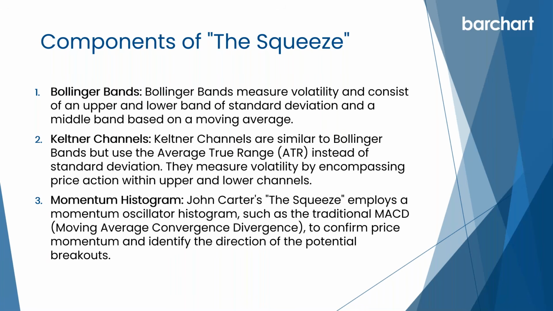And then there's a momentum oscillator histogram, similar to a MACD, a moving average convergence divergence. You might be familiar with that. And there's two purposes to this histogram. First, it's going to confirm the direction of the potential breakout. And second, it's going to help us identify velocity and momentum of price movements after the firing, as the squeeze's energy is released onto the price.